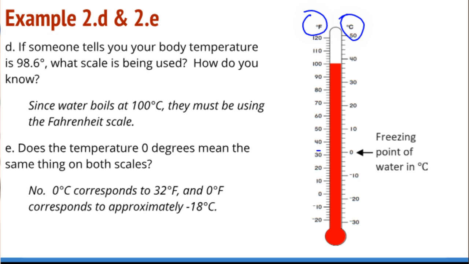If we take a careful look at our thermometer here, the zeros on the scales don't line up to each other. 0 degrees Fahrenheit is down here almost at 18 degrees below 0, negative 18 degrees Celsius.